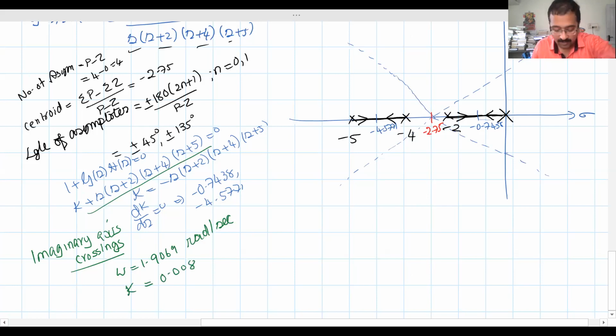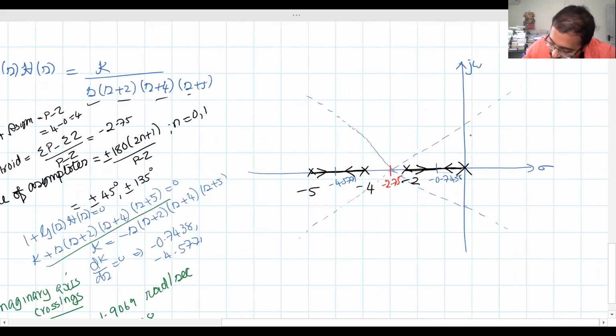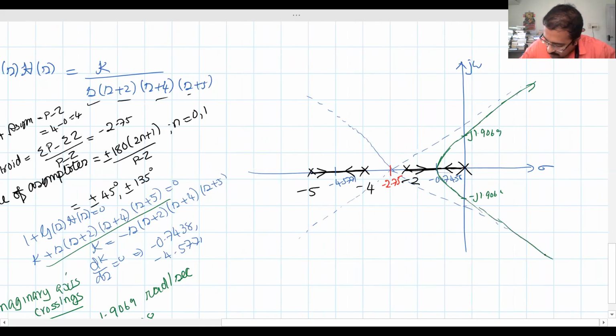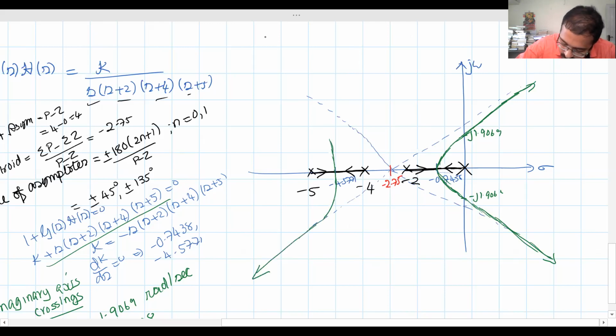Okay. So we will mark 1.9069 somewhere here. And here it will be minus j 1.9069. So how will the root locus plot be now? Symmetrically you have to draw. Root locus is always symmetrical about the real axis. Don't forget that. That is one imminent step. So here also it just goes smoothly along the asymptote. This will be the root locus plot.